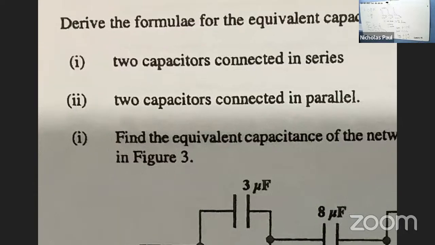All right, so if you have to prove in series, what's the first formula you start with? What in series just splits up? Voltage. So you start with V is equal to V1 plus V2, and prove it from there. What about in parallel? Start with charge, right?